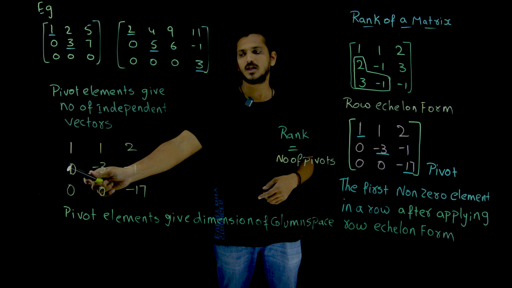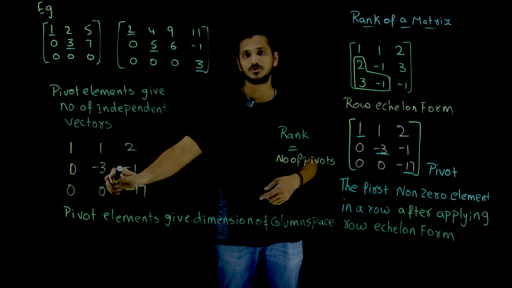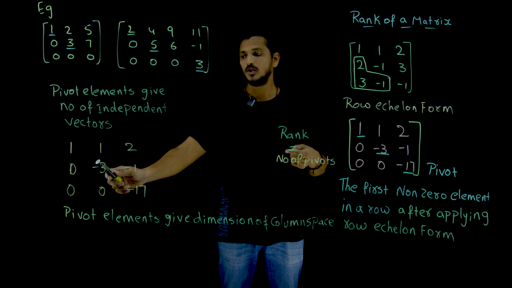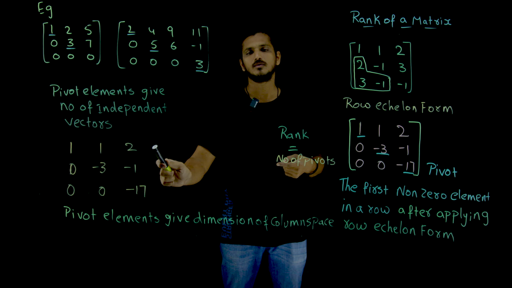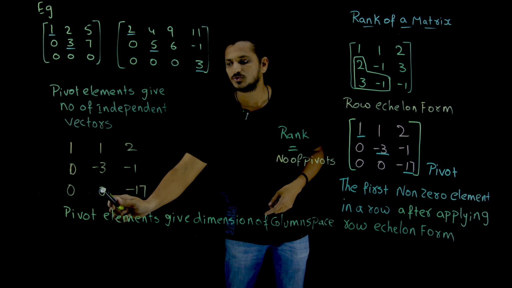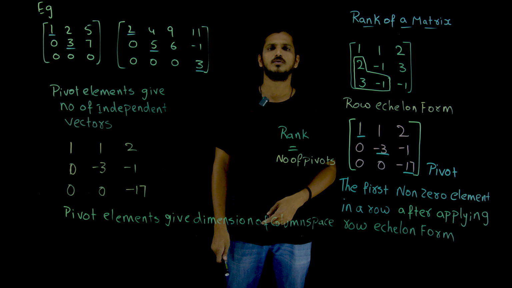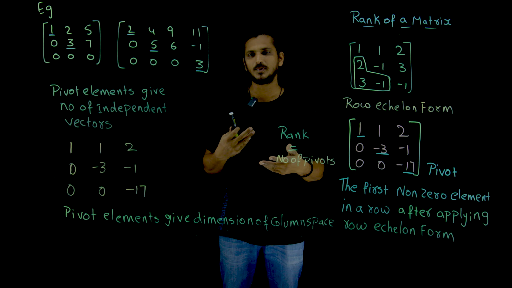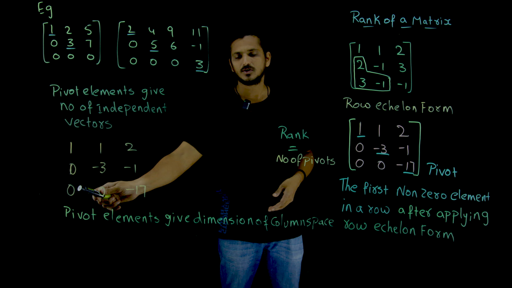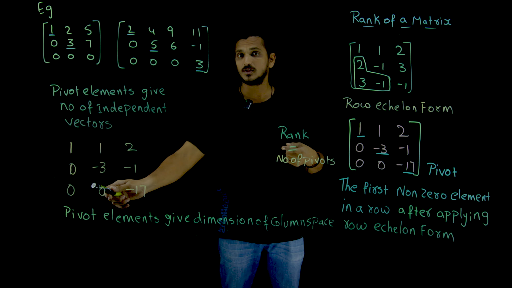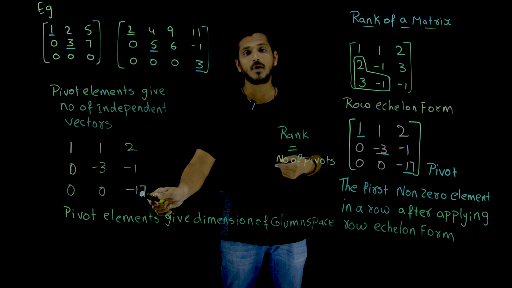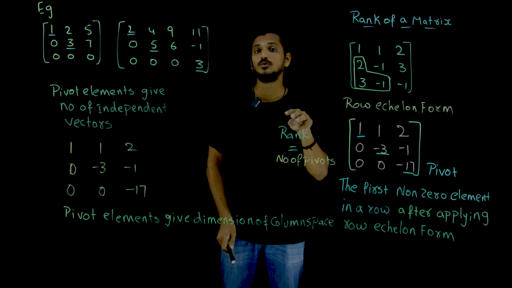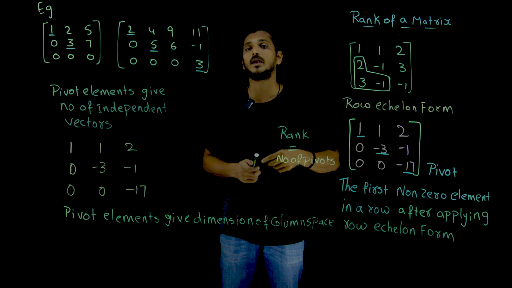Whatever scalar operations or additions of these 2 vectors, whatever vector algebra operations you have done, you are unable to get this one. Why? Because these 2 terms are 0. Whatever you do, you keep on adding or multiplying with some number, if these 2 are 0, after doing the vector algebraic operations, you are unable to get -17. So that's why pivot elements give the number of independent vectors.